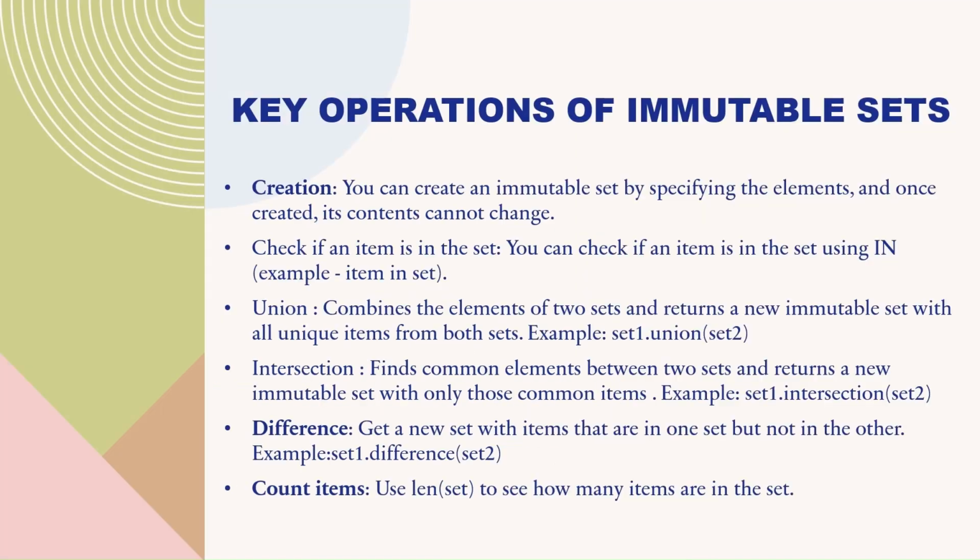Let's go through some key operations of immutable sets. First, you can create an immutable set and specify its elements, which remain constant. You can check if an item exists in a set using a simple in keyword. The union operation combines elements from two sets, creating a new immutable set with unique elements. Intersection finds common elements and difference provides items in one set but not in the other. Lastly, we can get the count of items in the set.